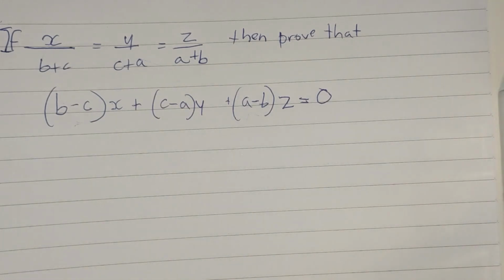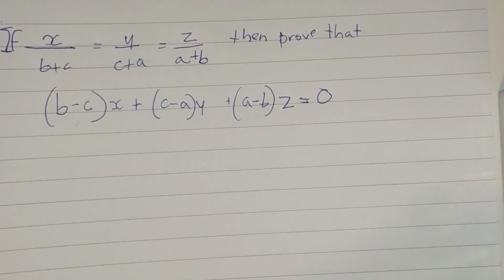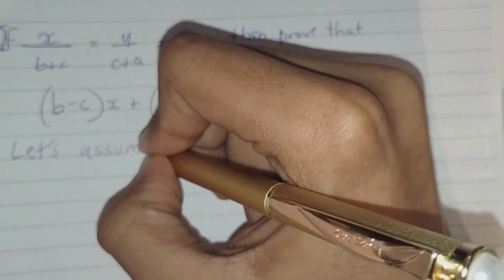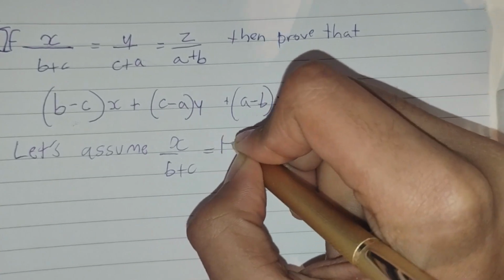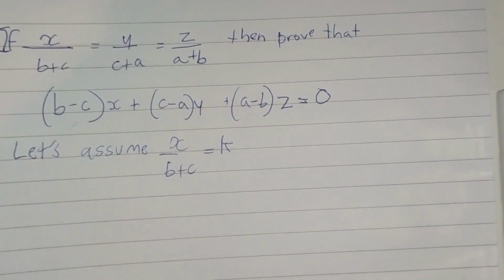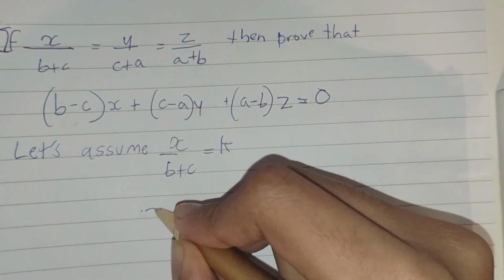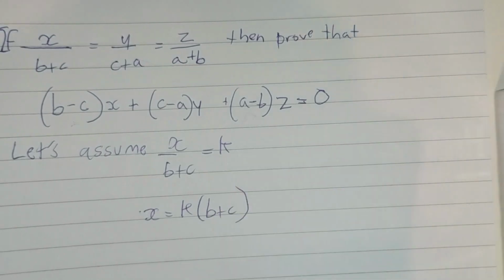Alright, so since we know that all of them are equated to each other, we can equate them to one common variable. And let's assume that the variable is k. Okay, so with that information, we can say that x equals k times b plus c.